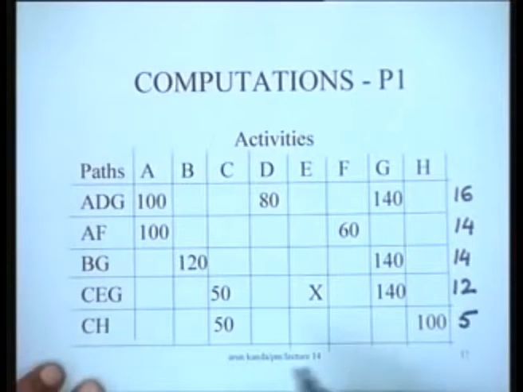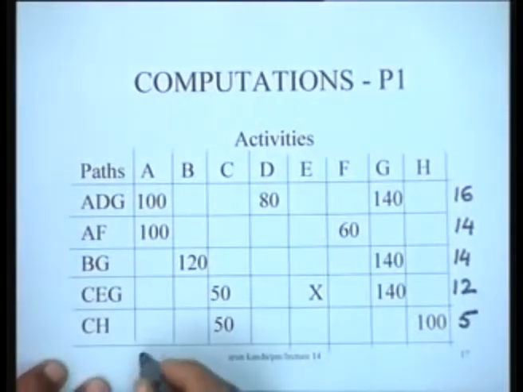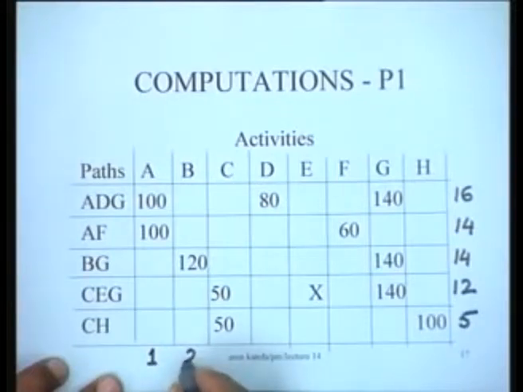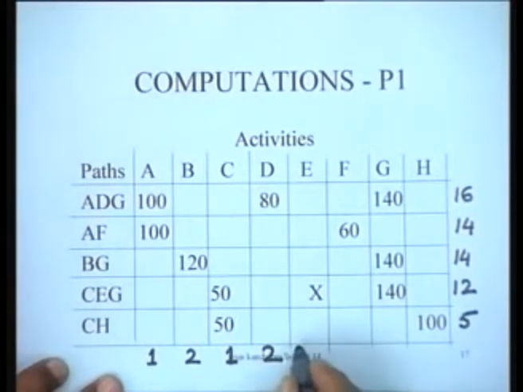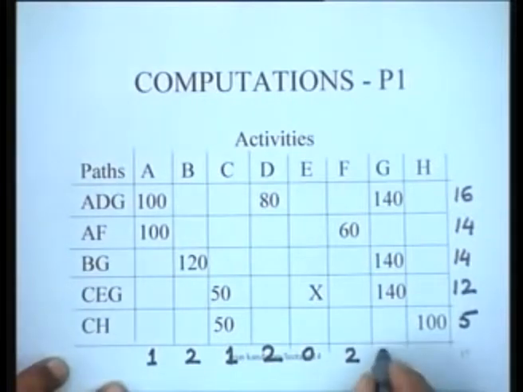I can also note down, for instance, that activity A we had seen has a normal duration of 4 days and a crash duration of 3 days. So it can be crashed by 1 day. B can be crashed by 2 days. C can be crashed by 1 day. D can be crashed by 2 days. E cannot be crashed at all. F can be crashed by 2 days, and G can be crashed by 2 days, and H can be crashed by 1 day.